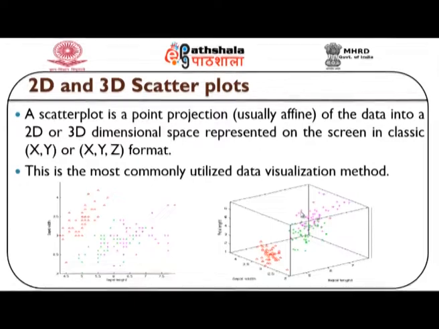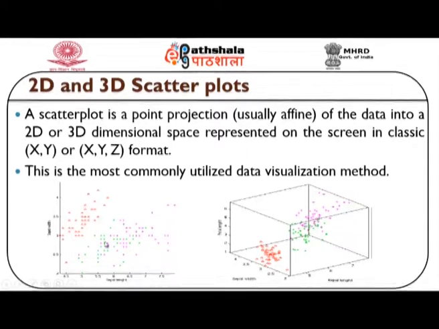The first one is the 2D and 3D scatter plot. A scatter plot is a point projection, usually affine in nature, of the data onto a 2D or 3-dimensional space, which is represented on the screen in a classic XY format or an XYZ format. This is the most commonly used data visualization method. Here are examples of 2D and 3D scatter plots.